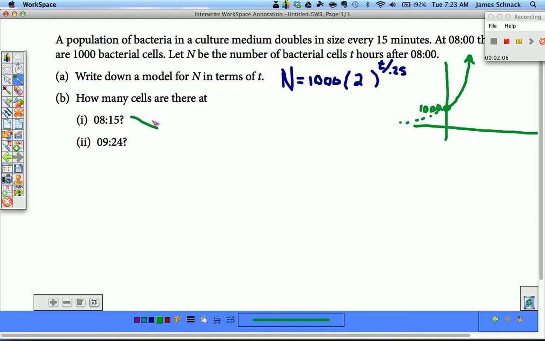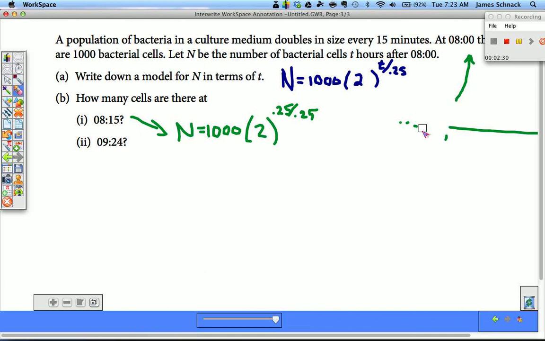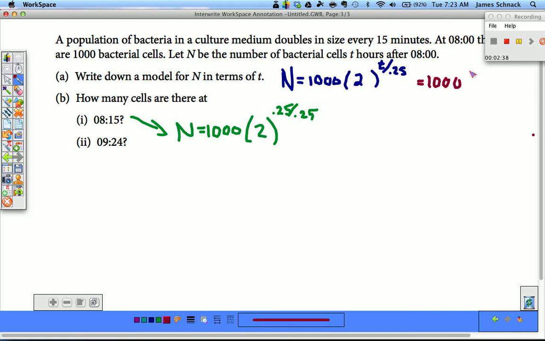So for part 1, n equals 1,000 times 2, well, 8:15. How many hours is that after 8 o'clock? Well, it's 15 minutes, so it's 1/4 hour. And I don't know about you, but I don't really like having that divided by 0.25. There's a better way that we could write that. We could clean it up just a little bit so we don't have to deal with dividing by the fraction. We could say that this is really 1,000 times 2 to the 4t.